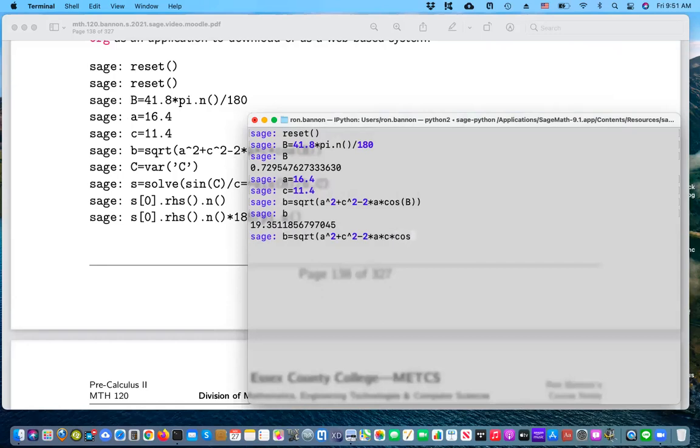This is going to happen to you. You're going to make mistakes. It's important you start to recognize your mistakes, though. Put B down and see what it gives me. Let me go back to my K.